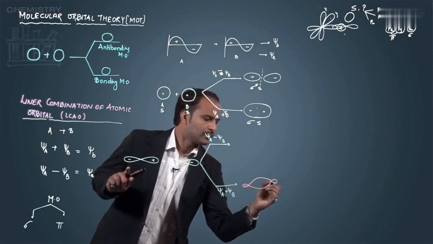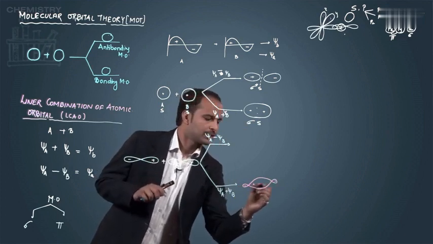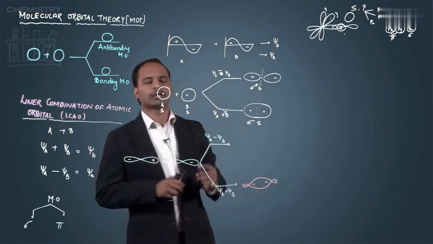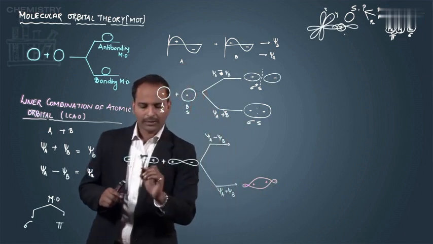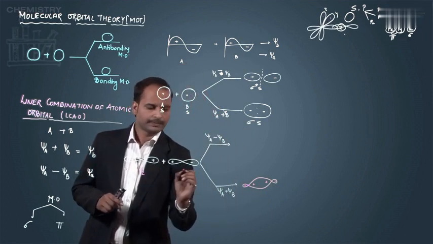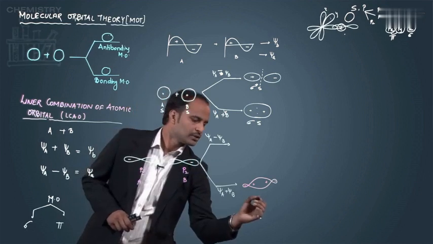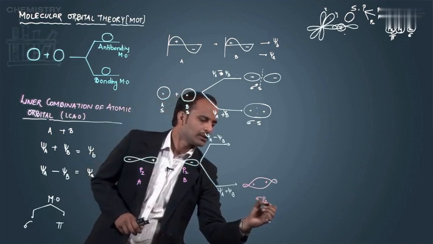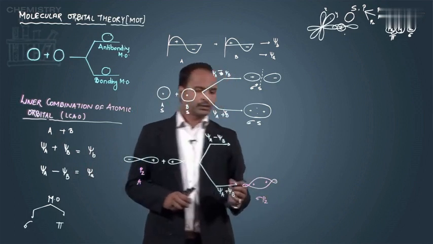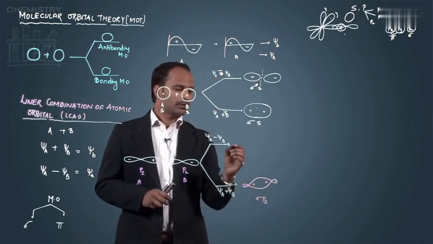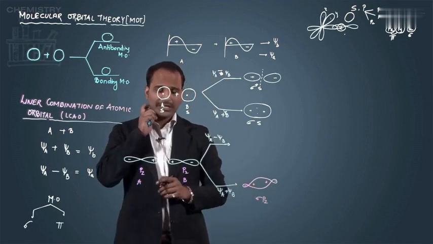The minus, minus and plus, plus. So this is the bonding molecular orbital. This molecular orbital has been formed from pz. This is atom A and this is atom B. So this will be called the sigma pz molecular orbital, a bonding molecular orbital. Now the second possibility is subtraction.